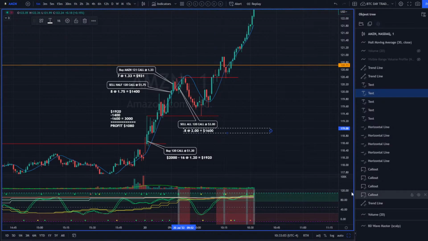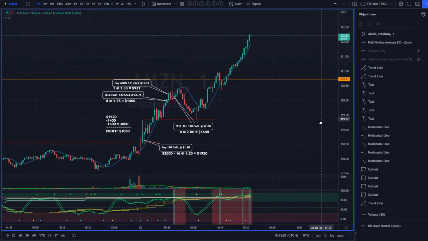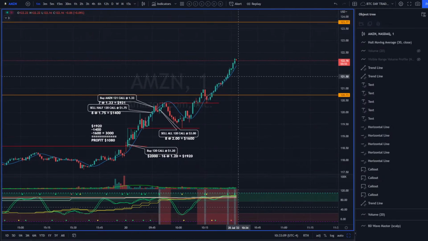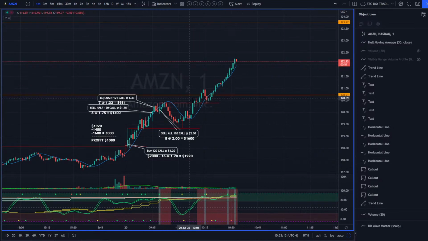If I do continue to roll, I may make a decision to move into 123, maybe even a 124 call on Amazon, but it's all going to be based off of the levels and the support that's created intraday, and if we do see the momentum continue to go. Right now, Amazon looks like it's close to being done. But that's all that I've got right now.